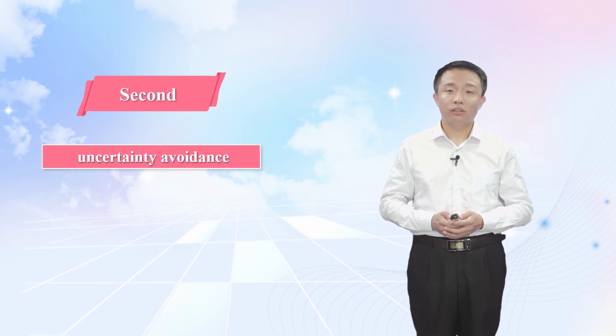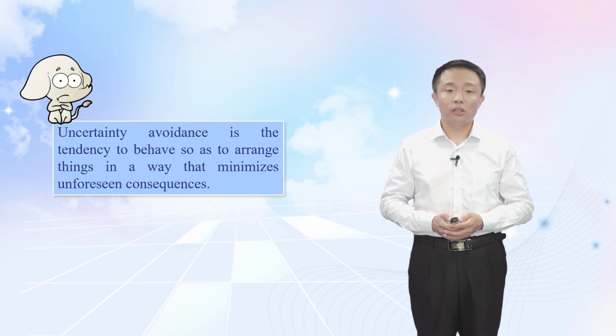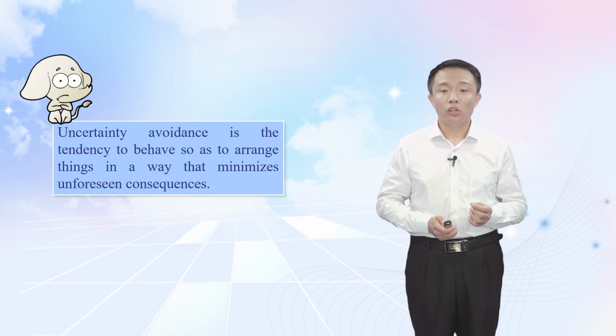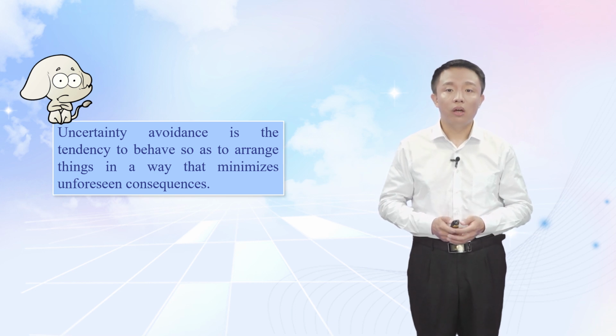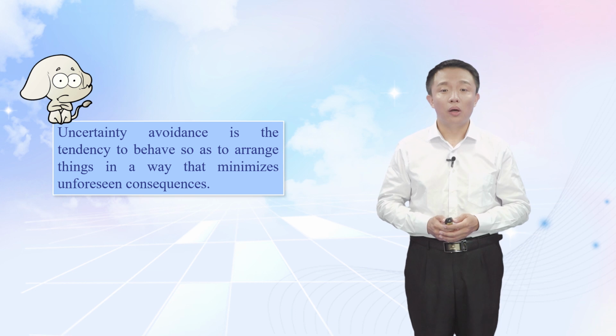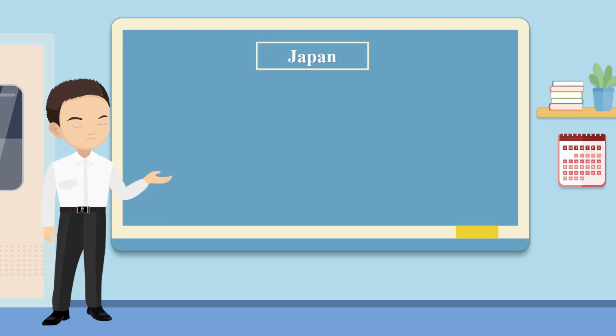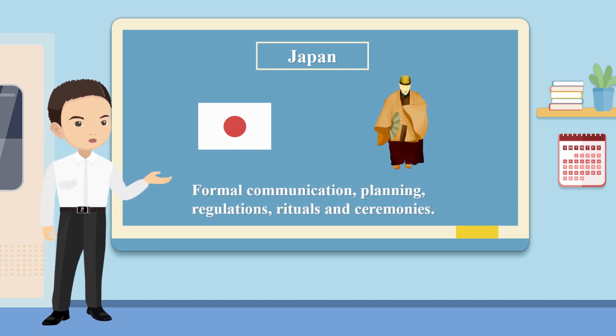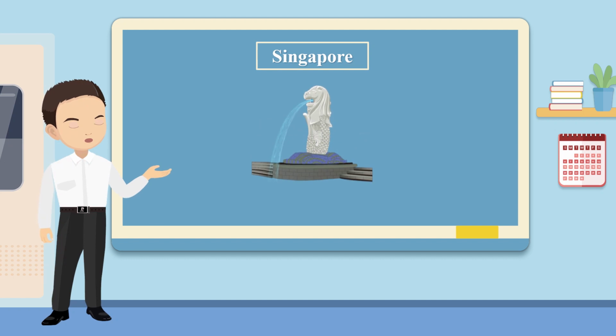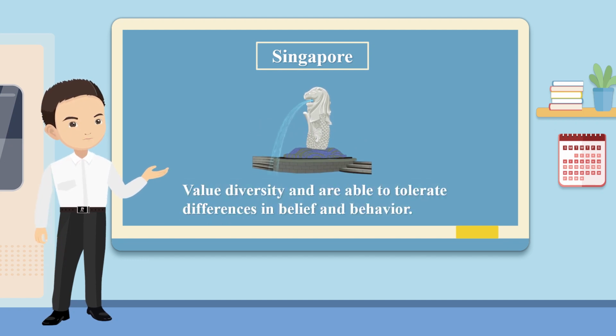Second, we talk about uncertainty avoidance. Uncertainty avoidance is the tendency to behave so as to arrange things in a way that minimizes foreseen consequences. In strong uncertainty avoidance cultures, people tend to be rigid and intolerant. In weak uncertainty avoidance cultures, people are more easygoing. In Japan, people emphasize formal communication, planning, regulations, rituals, and ceremonies. There is a strong need for rules. In Singapore, people value diversity and are able to tolerate differences in belief and behavior.